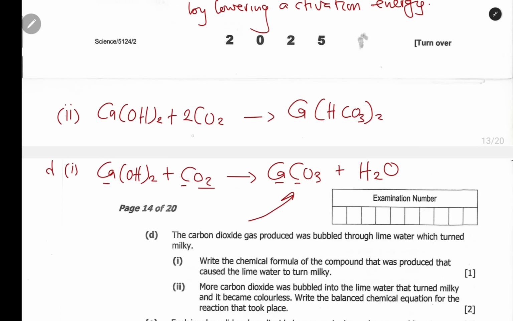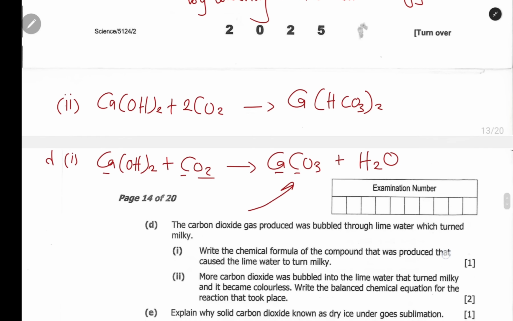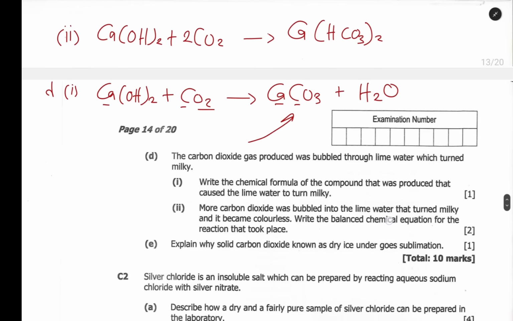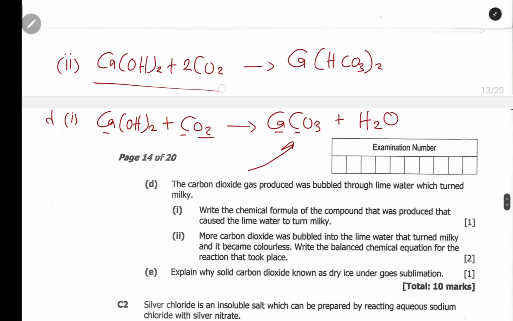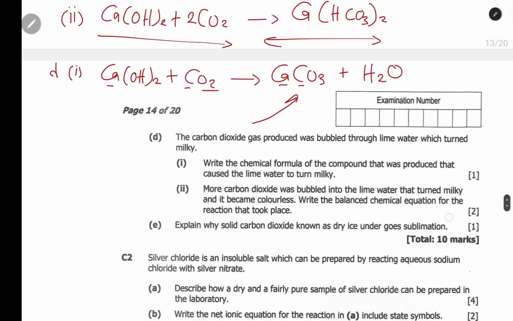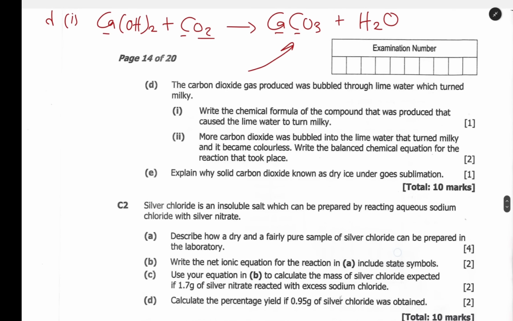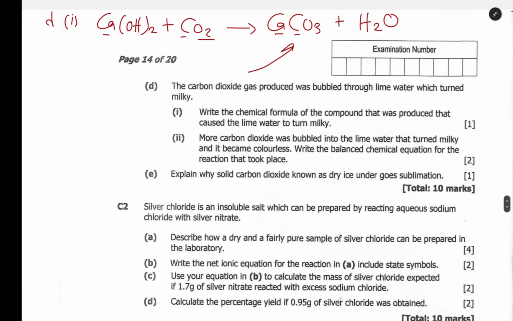So when more carbon dioxide was bubbled into the lime water that turned milky and it became colorless, write the balanced chemical equation for the reaction. So this is the balanced chemical equation where more carbon dioxide is added, resulting in bicarbonate. Okay. All right.